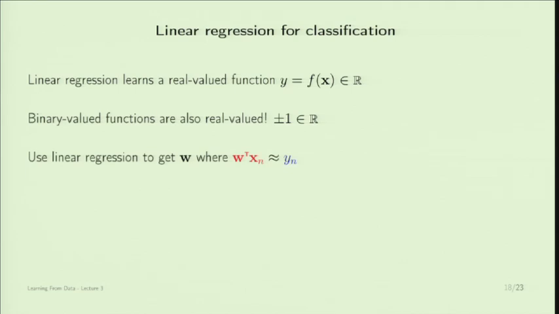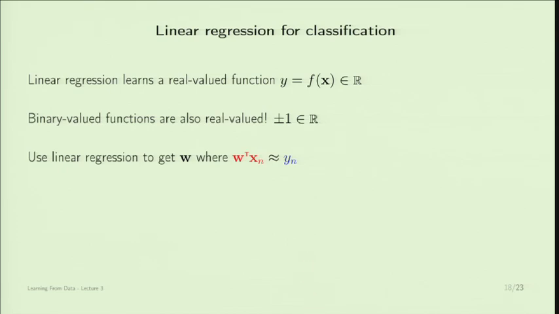You use linear regression in order to get a solution such that the solution is approximately yn in the mean square sense. So for every example, the actual value of the signal is close to the numerical plus one and the numerical minus one. That's what linear regression does, okay?